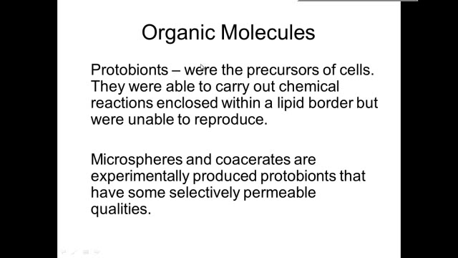Okay, so what we can create and what was created were these protobionts, which were the precursors of cells. They were just a little lipid bubble with a piece of DNA inside. Kind of interesting. Also, things called microspheres and coacervates, which are protobionts that actually have a phospholipid membrane that is permeable.